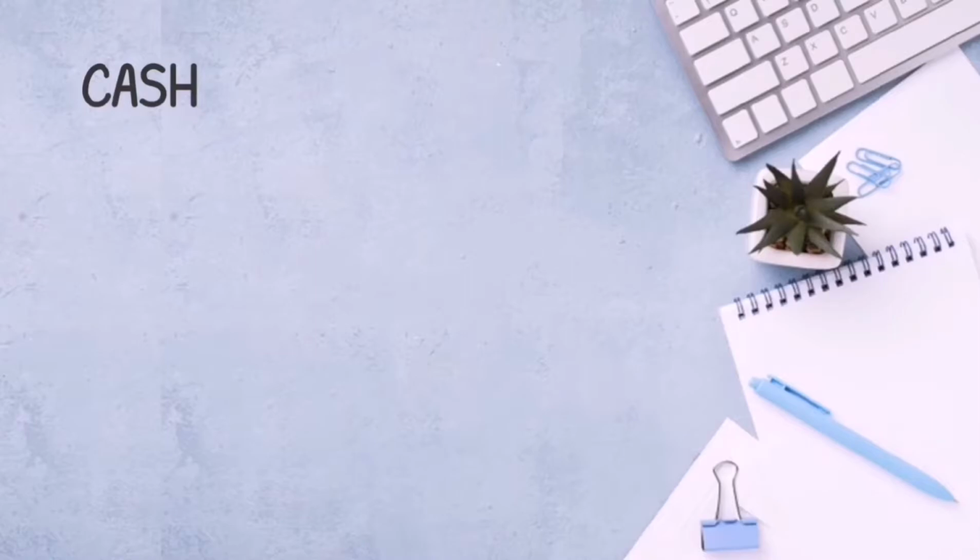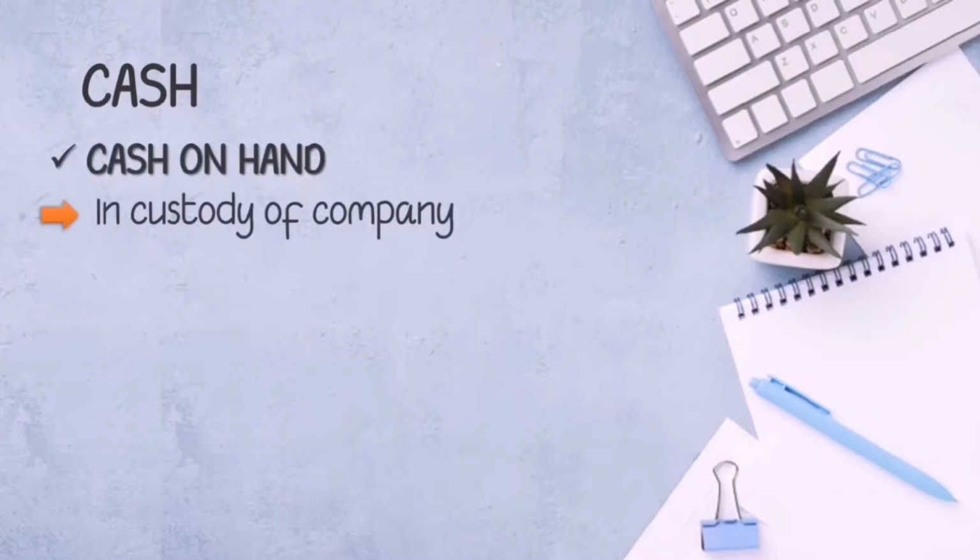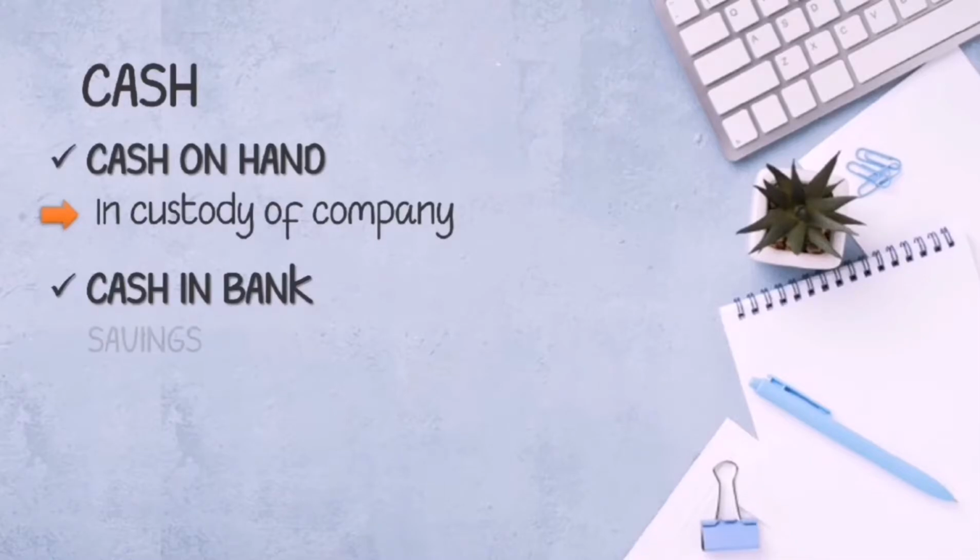So there are three types that form part of cash, and first na pag-uusapan natin is cash on hand. So pag sinabi natin cash on hand, these are coins, currencies, or bills or simply money na in custody of the company. Ibig sabihin hawak mismo ng company. Next is cash in bank. So from the term itself, ito yung mga pera ng business na nakabangko.